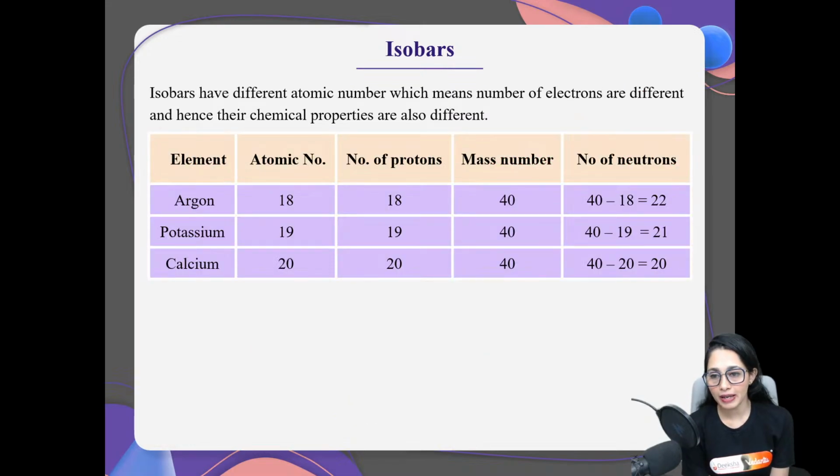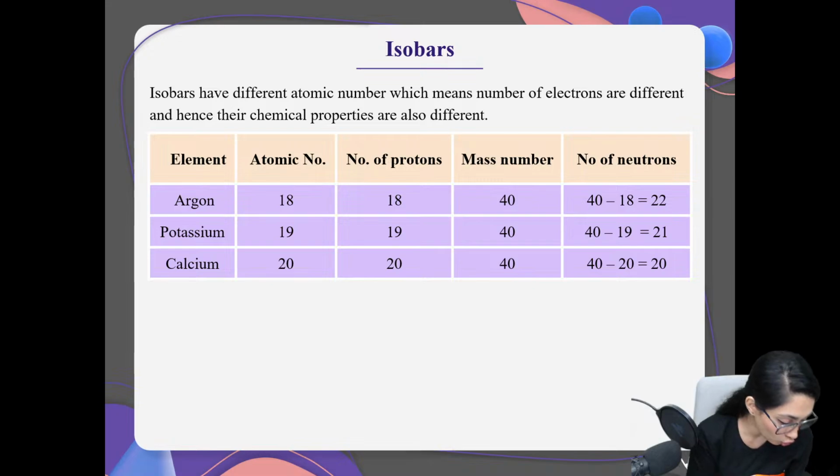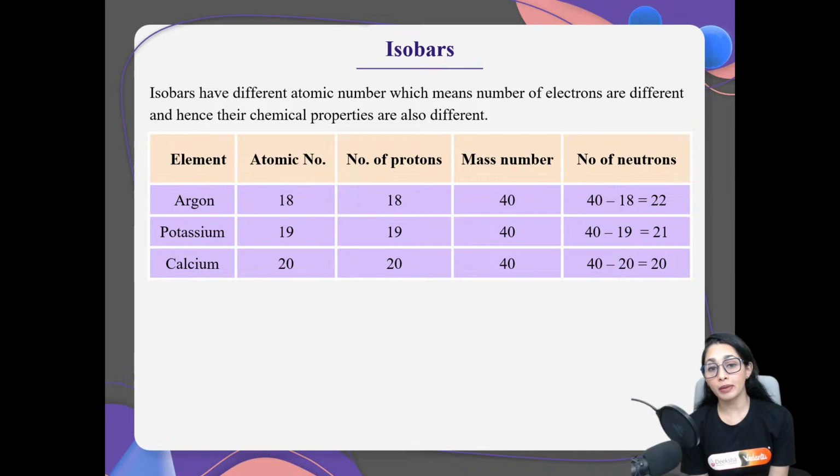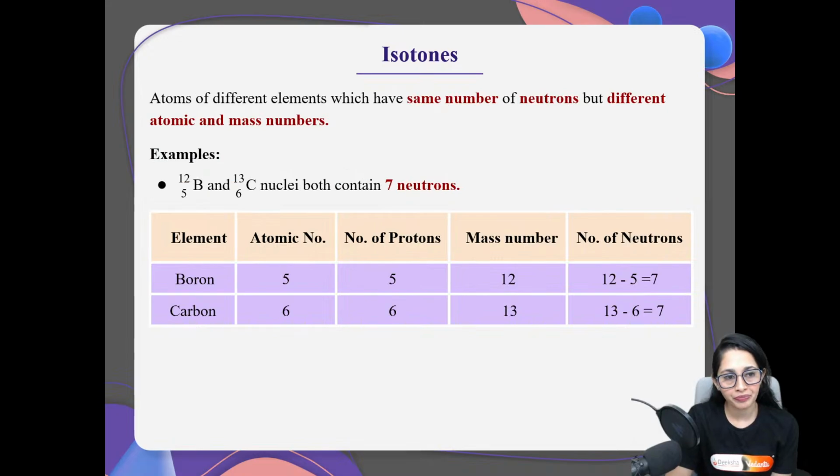So here are some examples. See the number of neutrons there. The number of neutrons differ here. Isobars have different atomic numbers, which means the number of electrons is different and hence their chemical properties are also different. In the case of isotopes, the chemical properties are the same, but in the case of isobars, the chemical properties are not the same.